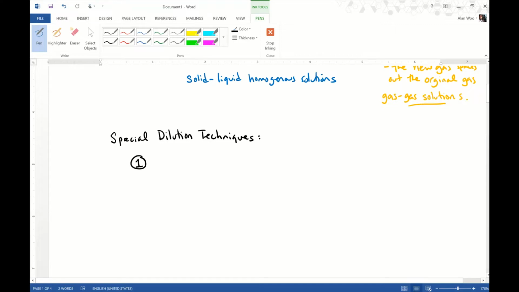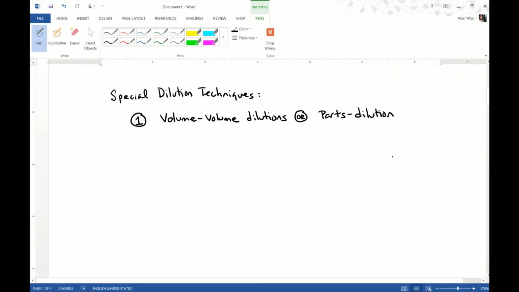So the first one, we generally just call it a volume-volume dilution. But I like calling it parts dilution. And you'll see why when we get into our example here. So volume-to-volume dilutions, or parts dilutions, as I call it. Okay. It involves mixing together something called a concentrate and water.